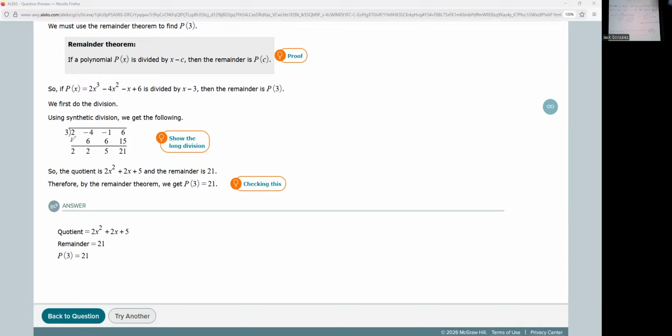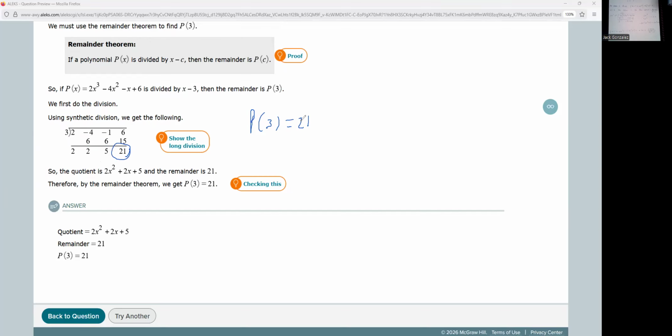Then once all that is done, you do your rules, right? Bring the 2 down. 3 times 2 is 6. -4 plus 6 is 2. 3 times 2 is 6. -1 plus 6 is 5. Then again, 3 times 5 is 15. 6 plus 15 is 21. So whatever comes up here is the same thing as saying P of 3, which is kind of cool.